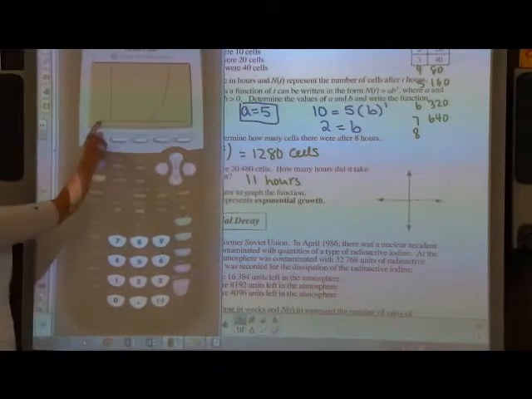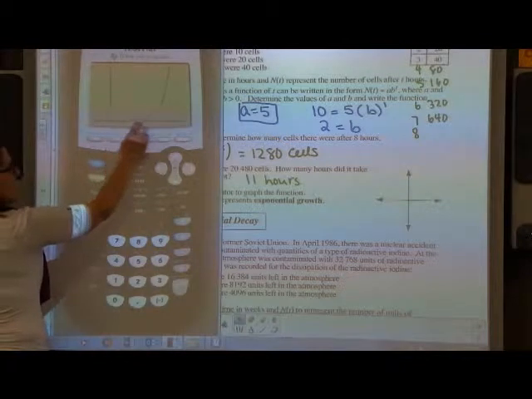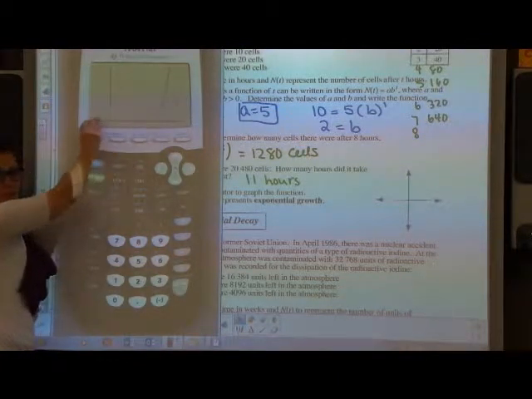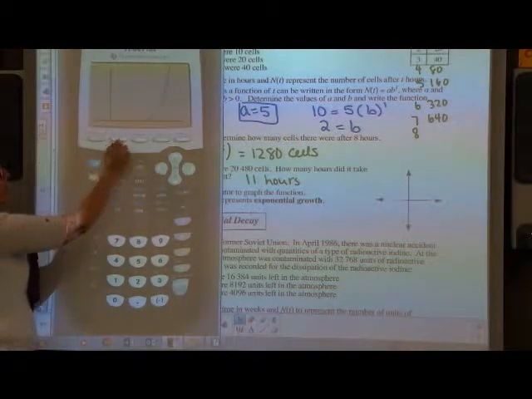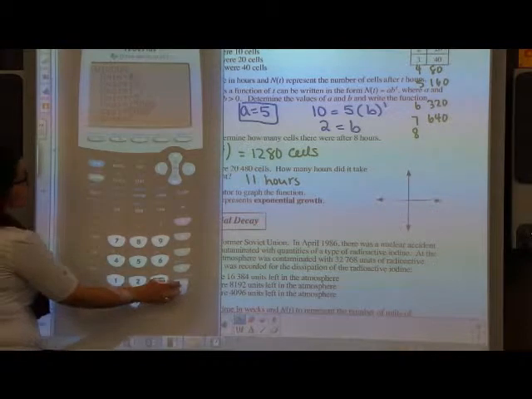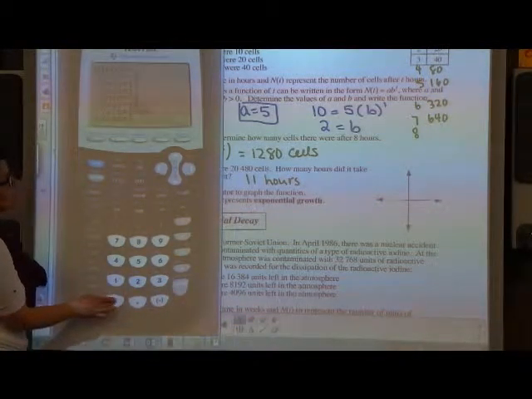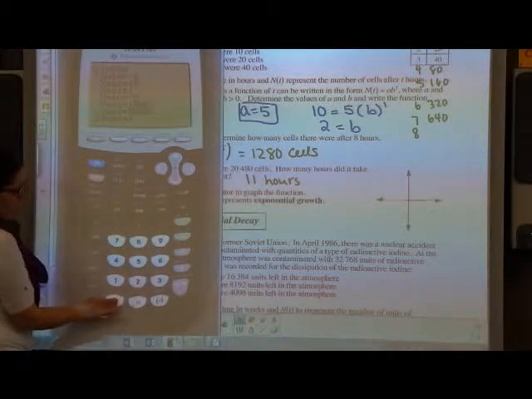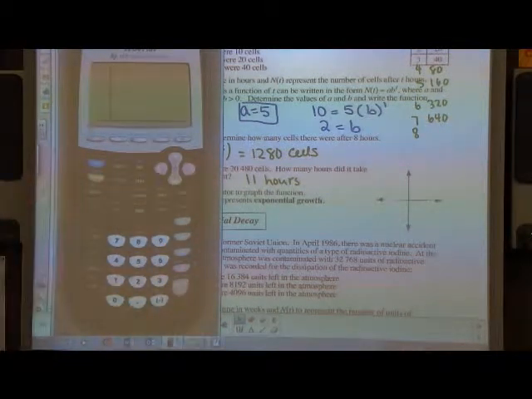So what I see is a graph that looks like this. But it's hard to see this part of the graph. Why is it hard to see that part? Because it's so small. So maybe I want to readjust my window settings. Maybe instead of going up to 25,000, for now just go up to 1,000, going up by hundreds. Now see what happens.